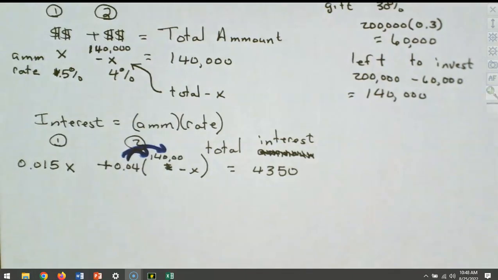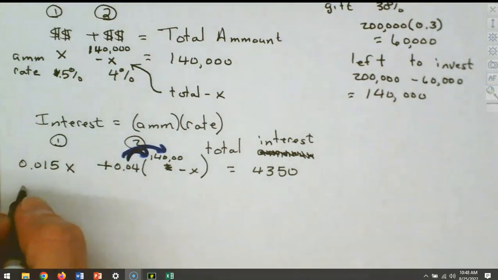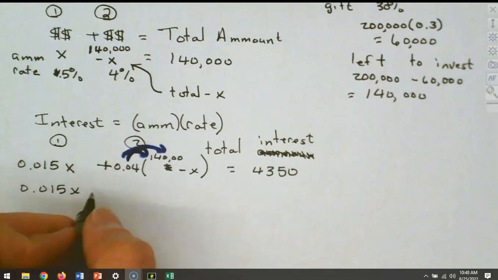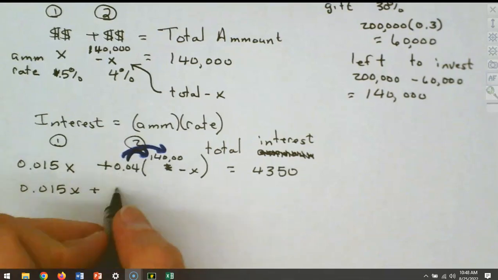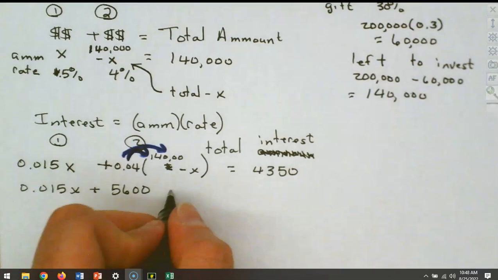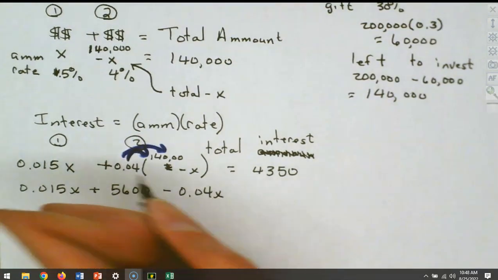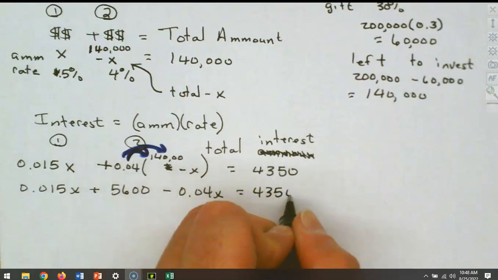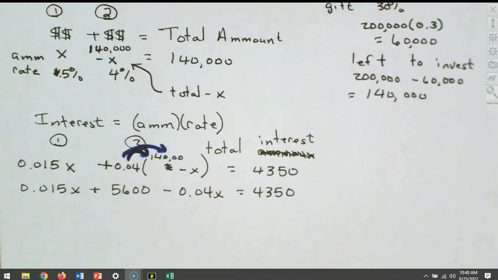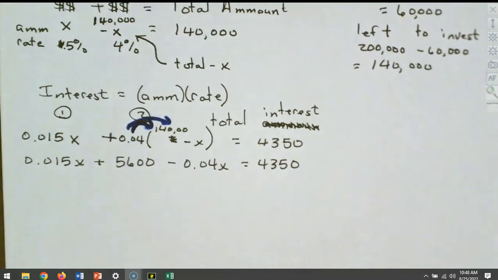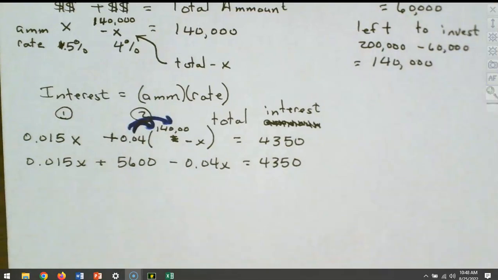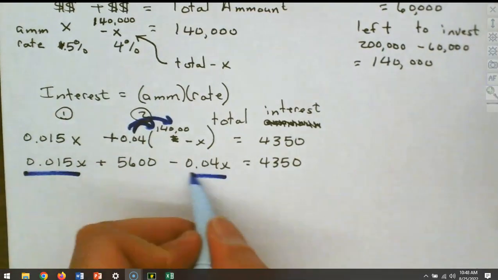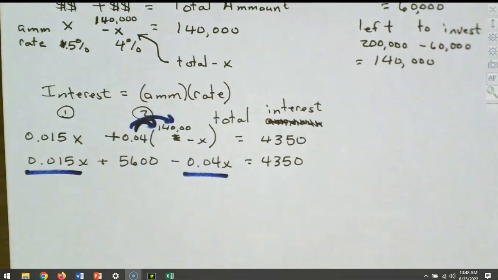So let's go ahead and finish this one out. So we'll distribute that 0.04 through. Okay, so that's going to be 0.015x. That's going to now be, when I distribute through, bless you, 5,600. And now we have a minus 0.04x. And that equals your 4350. So all we did there was I just distributed through. Be careful again with these decimals when we combine them together. Watch your signs and watch how they go together.